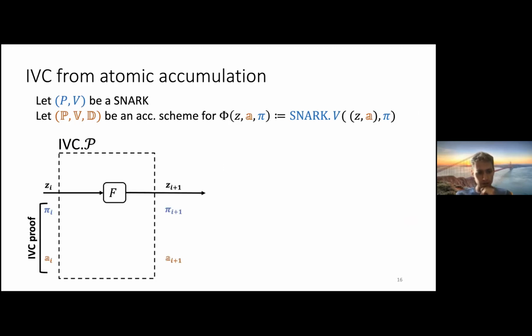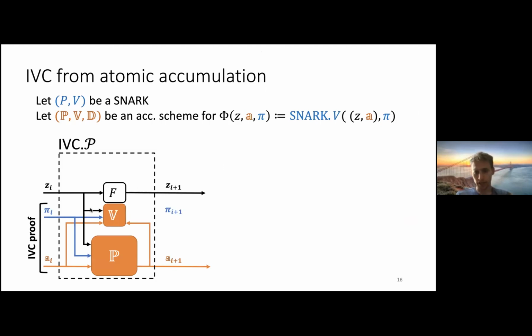Well, the idea is that the IVC prover does two things. It runs this accumulation prover in its head. So accumulation for what? We now have an accumulation for SNARK verification. So the predicate that we're accumulating is in fact the SNARK verifier. Because what does IVC do? Well, it checks a bunch of SNARKs. If I have T steps of computation, then the prover in its head needs to check T SNARKs.